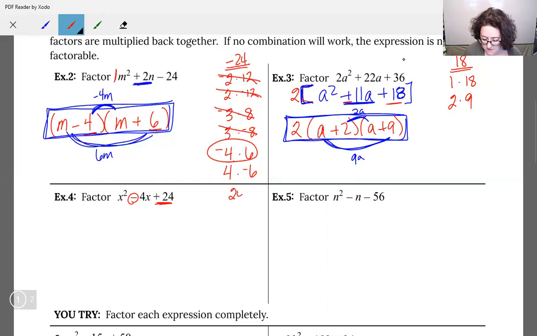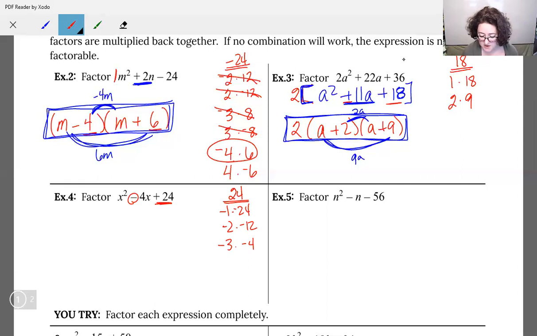So I'm looking at 24. I'm going to look at all negative factors. So I could do negative 1 times negative 24. That's not going to give me a negative 4. Negative 2 times negative 12, and negative 14, I'm getting closer, but not there yet. Negative 3 times negative 4, and add those up, I get a negative 7. I'm even closer, but I'm not there. What else could we use?